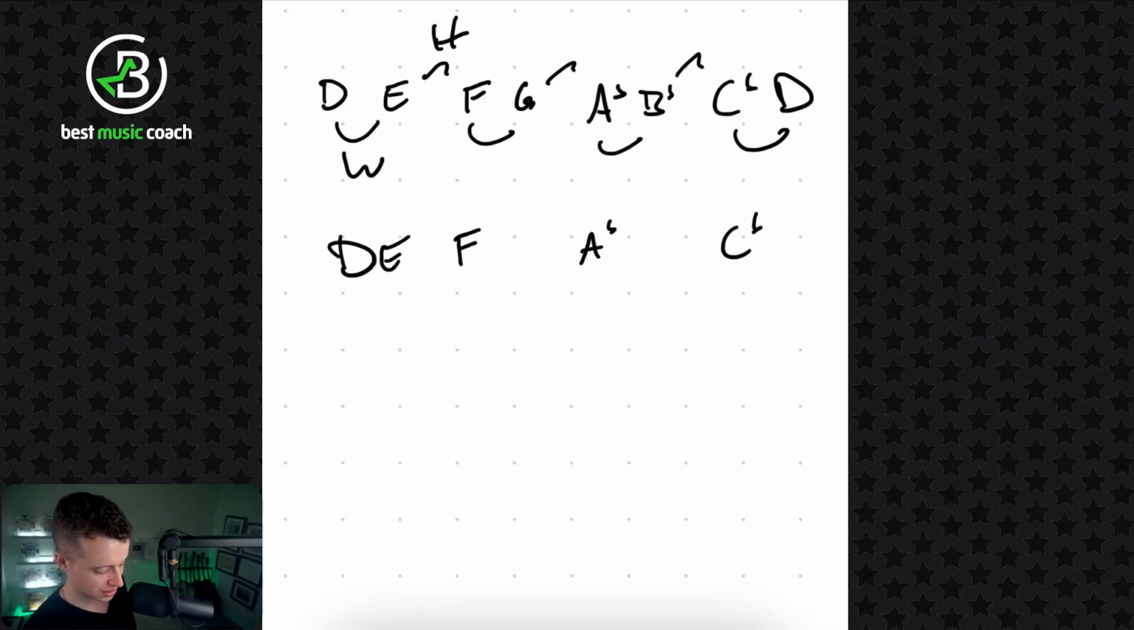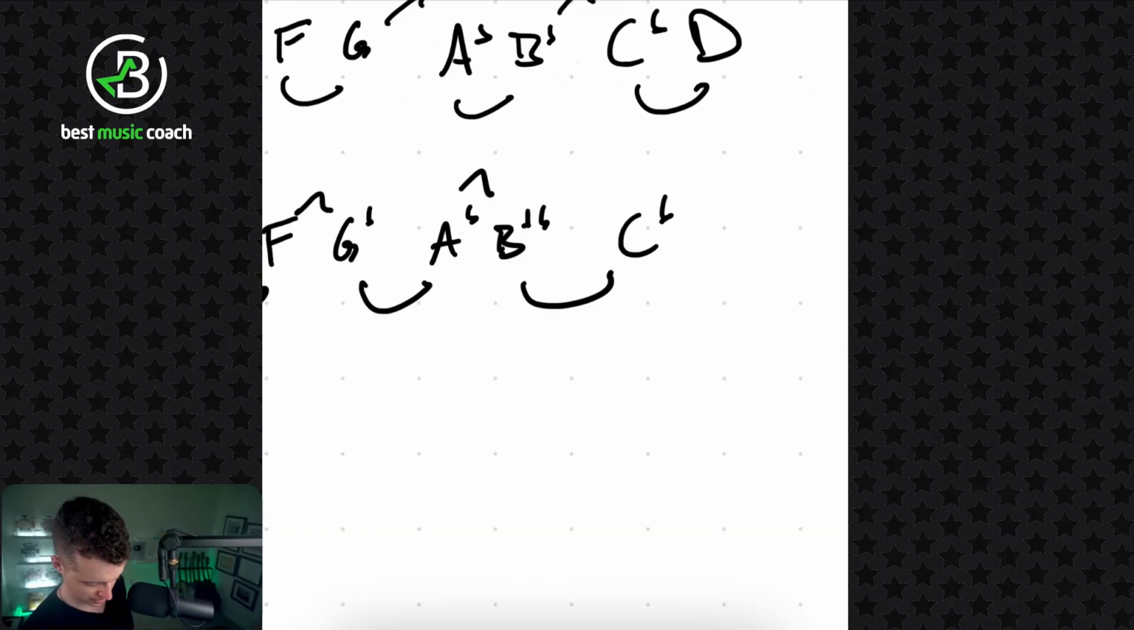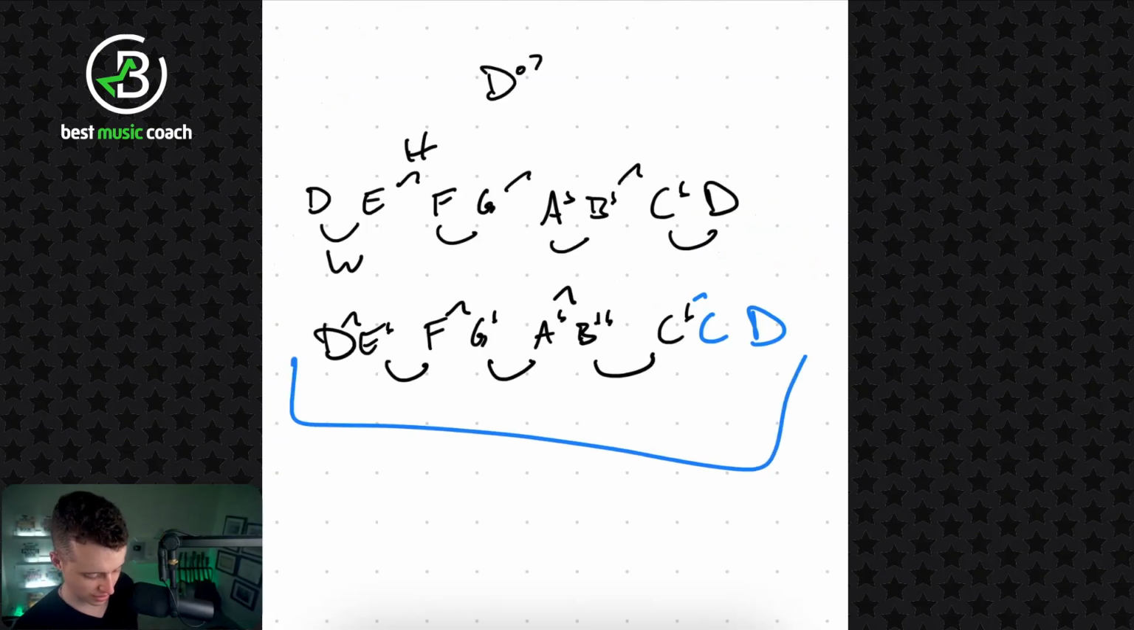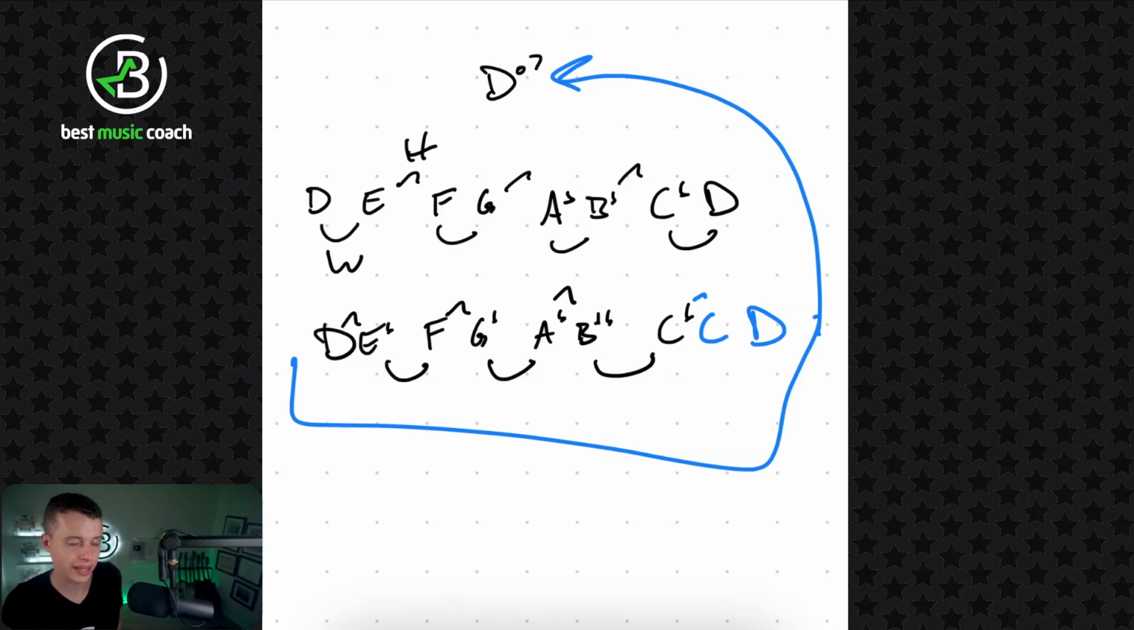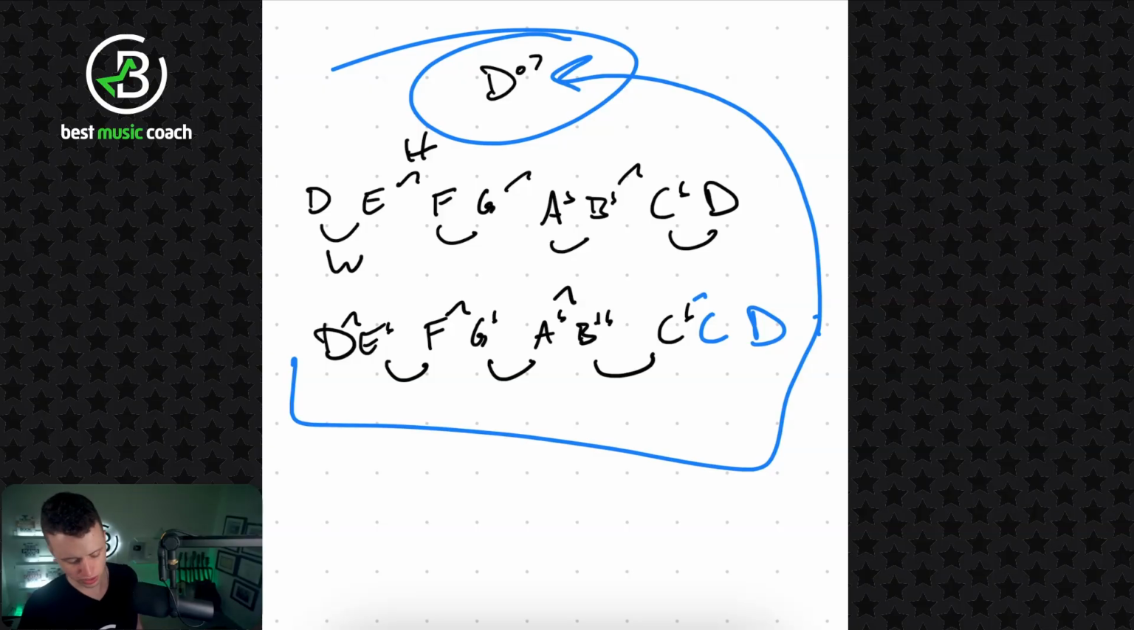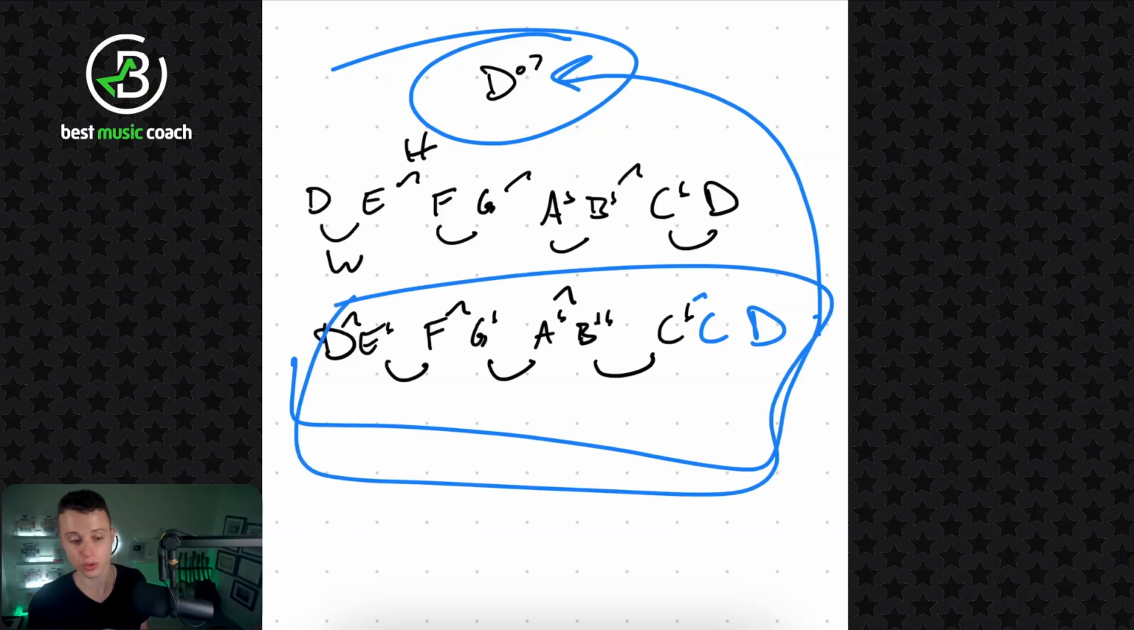So we're going to go D, E flat to F, G flat to A flat, B double flat, then to C flat, C, which would be the half, and then we have the whole. All right, so this is the half whole diminished scale, which again works for a D diminished 7. Well, it fully fits over the D diminished 7 chord, but you can use this for a whole bunch of really cool stuff, and it sounds awesome.